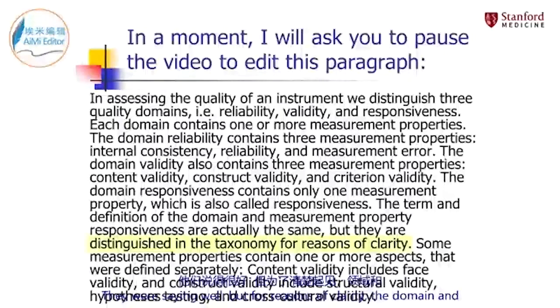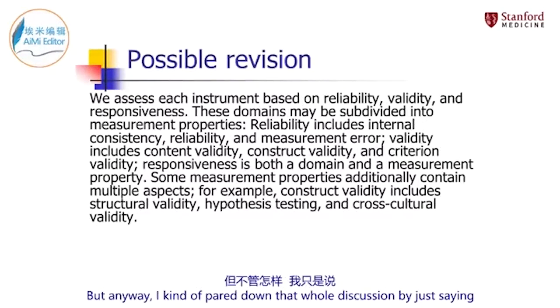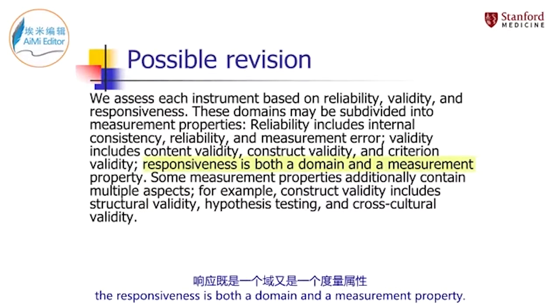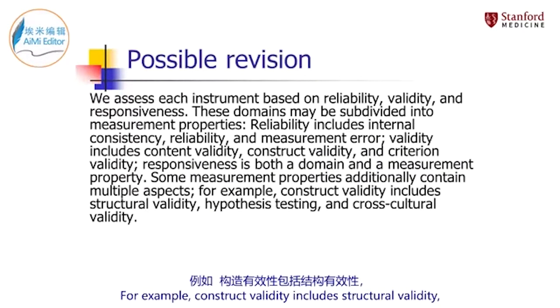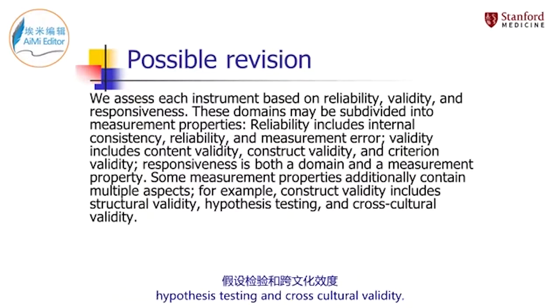They were saying that, for reasons of clarity, the domain and the measurement property have the same name. And I was thinking, well, that actually makes it more confusing to me, not more clear. But anyway, I kind of pared down that whole discussion by just saying responsiveness is both a domain and a measurement property. Then we go to the next level. Some measurement properties additionally contain multiple aspects. For example, construct validity includes structural validity, hypothesis testing, and cross-cultural validity.